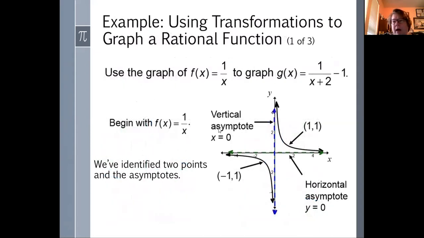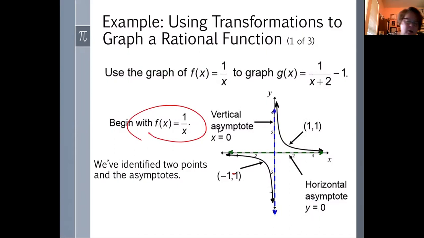So let's use the graph of one of our standard reciprocal functions, 1 over x, to graph g of x equals 1 over x plus 1 minus 1. Looking at the original graph, f of x equals 1 over x, we know that it goes through the point 1, 1 and the point negative 1, negative 1. We got a typo right there. And there's a horizontal asymptote at y equals 0 and a vertical asymptote at x equals 0.